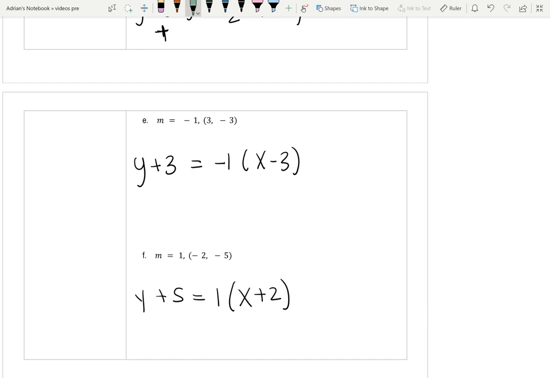So again, as you see, I put my slope right here both times. My x here was 3, so it became a minus 3. My y was a minus 3, so it became a plus 3. Here, my x was a minus 2, so it became plus 2. And then it was a minus 5 for my y, so it became a plus 5.